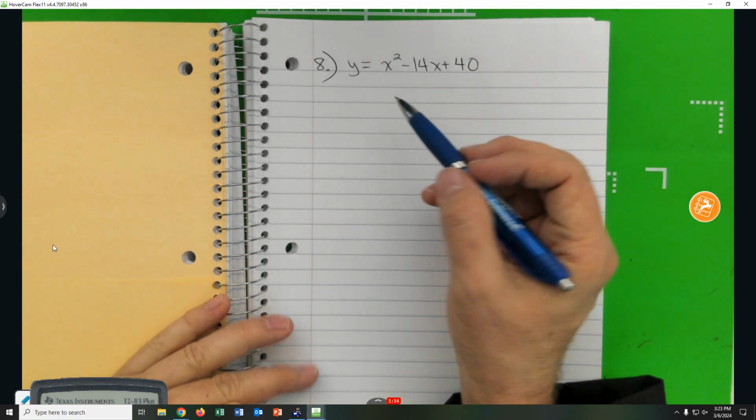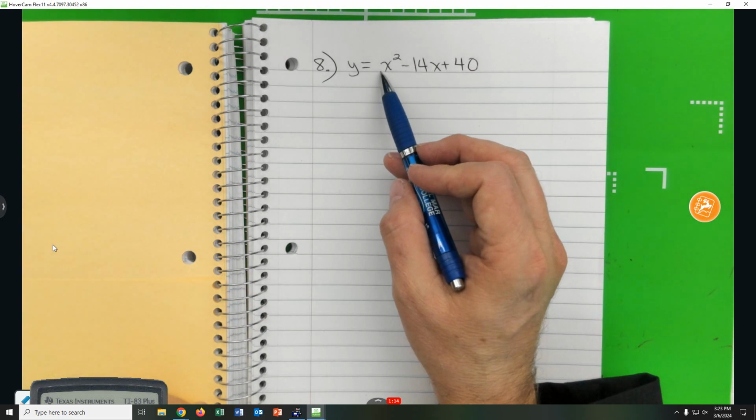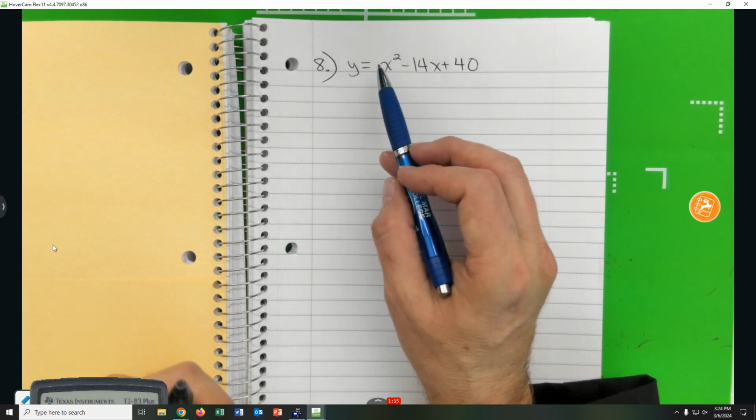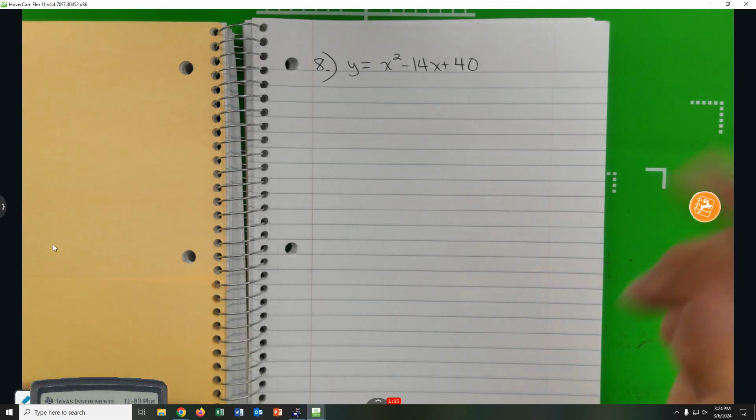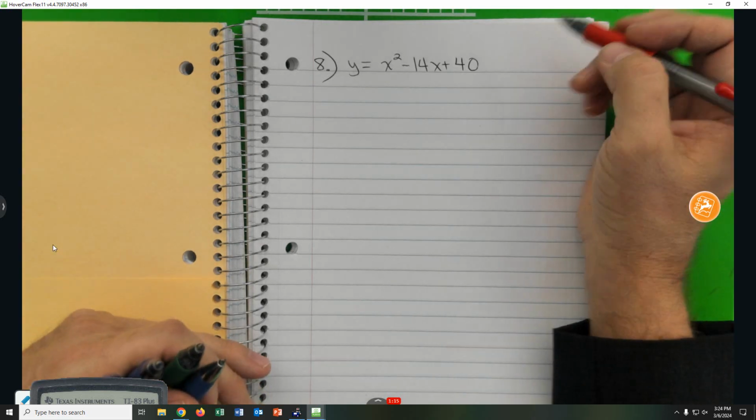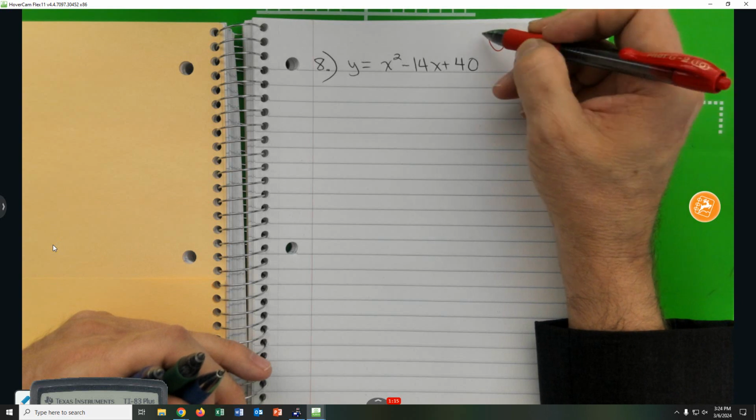First of all, look at the number in front of x squared. I don't see a coefficient there, so what do I assume is that number? 1, that's positive. So do we expect the graph to be opening upward or downward? Upward, I agree.